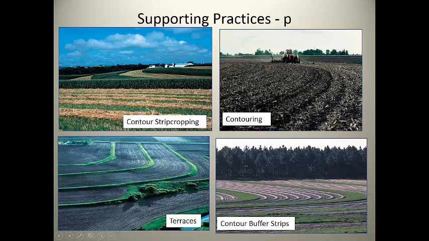In terms of supporting practices, contour strip cropping, contouring, terracing, contour buffer strip. All things being equal, which of the supporting practices do you think will result in a greater reduction in soil loss? Any thoughts?